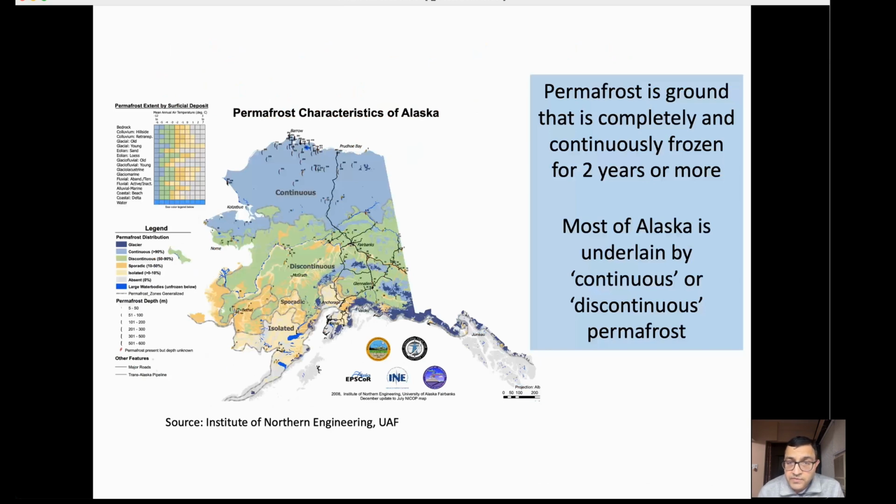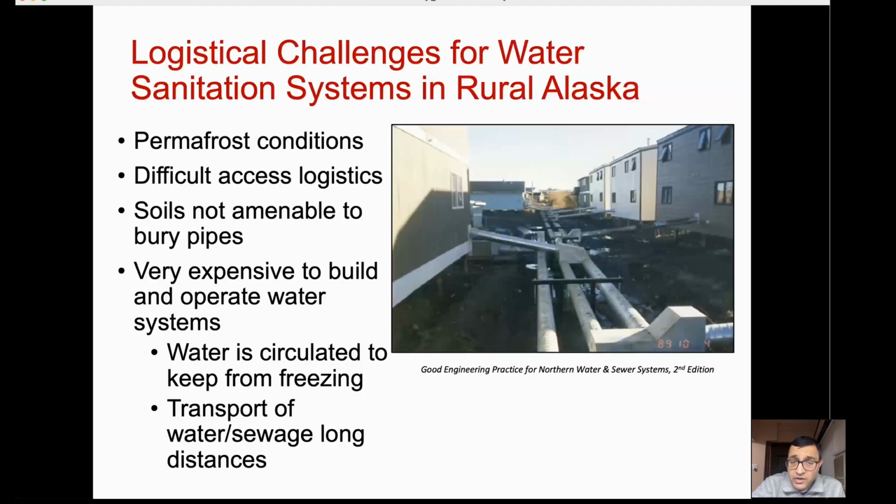And geologically speaking, most of Alaska is underlain by continuous or discontinuous permafrost. You can see the northern part is underlain by continuous, and the central part of the state is underlain by discontinuous permafrost. Permafrost is ground that is completely and continuously frozen for 2 years or more. So how does that impact water supply, water sources? It creates logistical challenges for water and sanitation systems in rural Alaska.